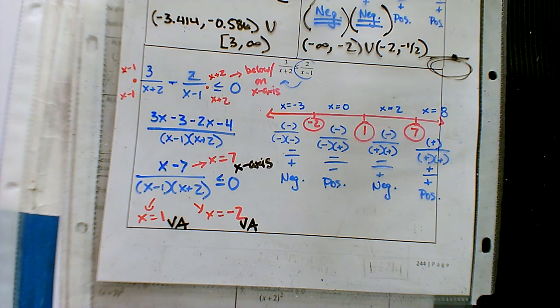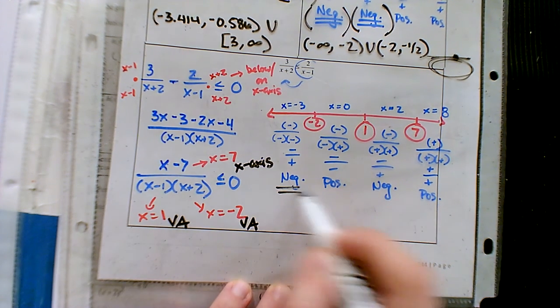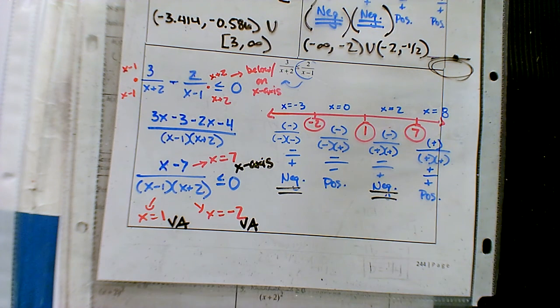All right, so after picking my values and plugging them into our one fraction that we developed, I ended up with negative, positive, negative, positive. Did that work out for you too? We're on the right track? Same track at least? Okay, so we identified that we want to be below or on the x-axis, so we'll go ahead and take note of those negative intervals.